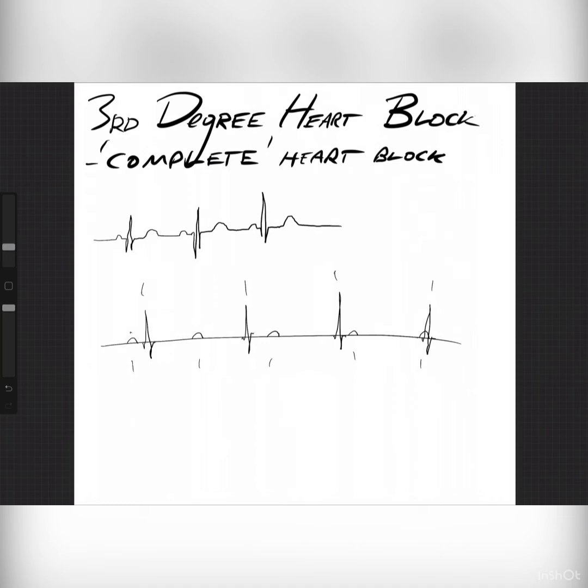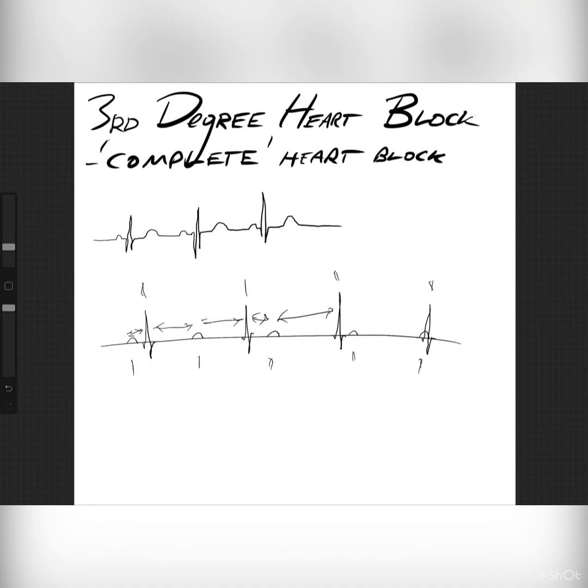I've simplified it a little bit and I've deleted the T waves, because what I want to show you guys is in complete heart block the P to P intervals will be regular and the R to R intervals will also be regular, but there's no fixed relationship between the P and the QRS. Alright? So the P waves and the QRS complexes just go their separate ways and do their own thing.